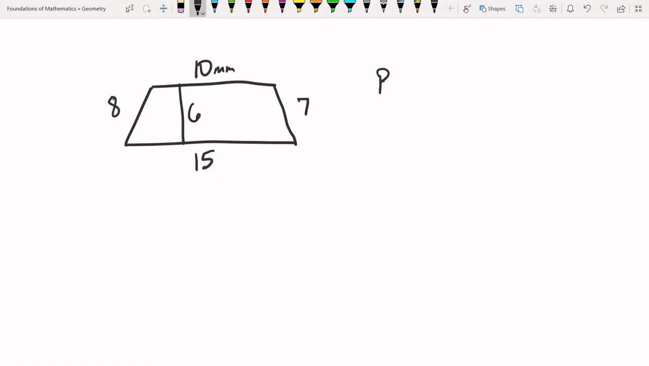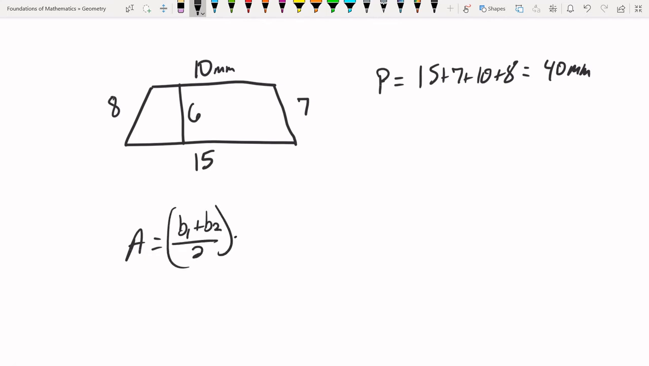The perimeter is going to be 15 plus 7 plus 10 plus 8. These are all in millimeters. 15 plus 7 is 22, plus 10 is 32, plus 8 is 40. 40 millimeters. Now the area, I'll do down here, is base 1 plus base 2 over 2 times the height.